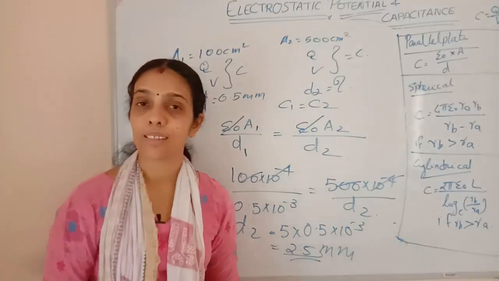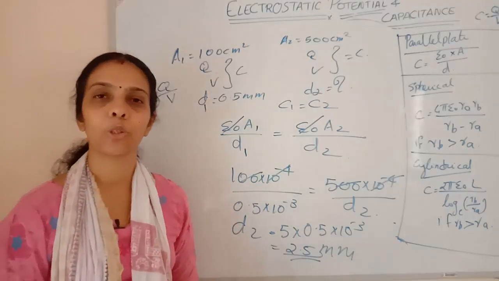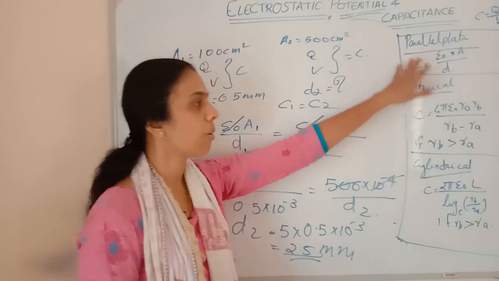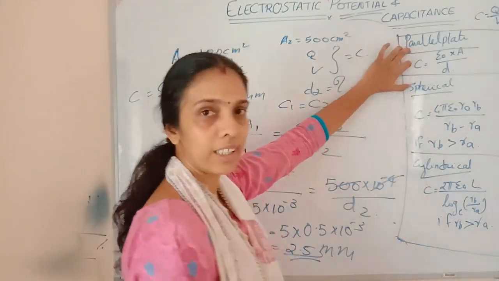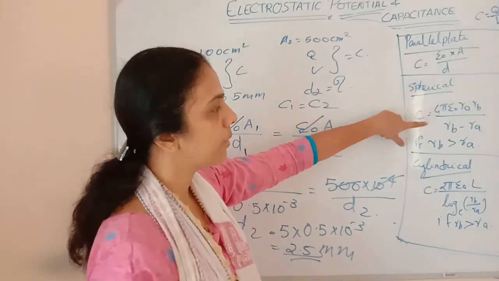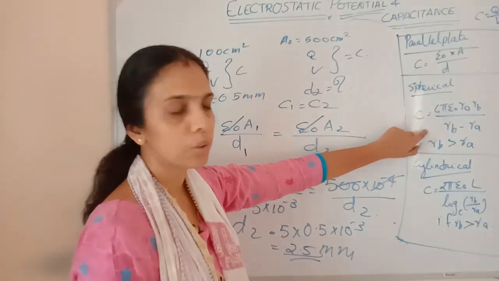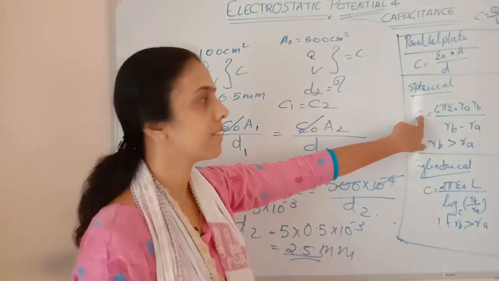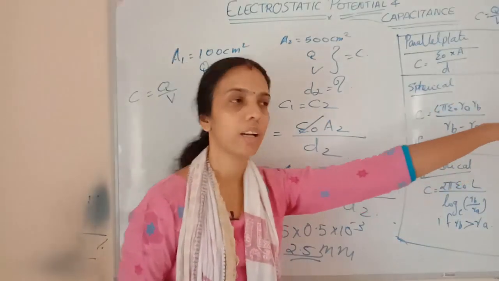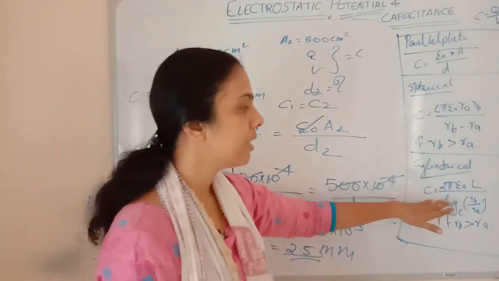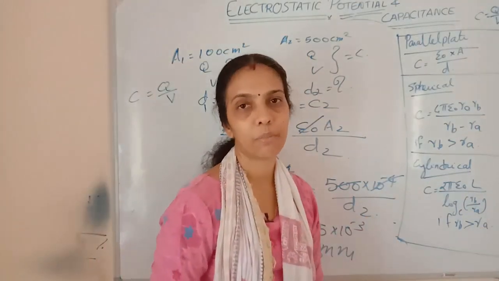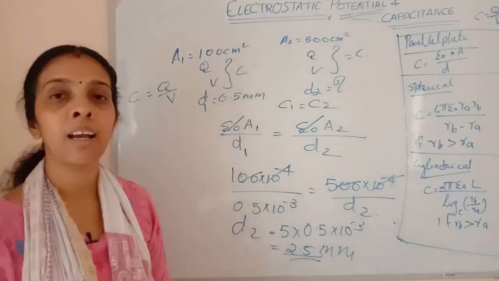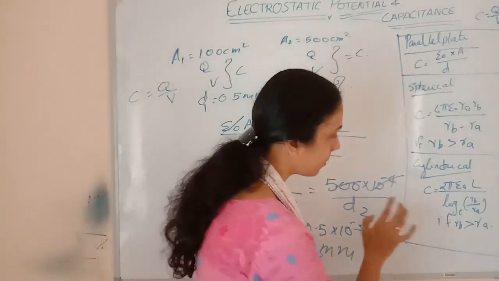So today's check your concept also, you please try, and these formulas you don't forget about, C equals epsilon 0 A by D, the derivation we learned, and this is not in your textbook. Please go through these 2 formulas. Okay, this is easy. 4 pi epsilon 0 RA RB divided by RB minus RA. This is 2 pi epsilon 0 L divided by log RB divided by RA, if RB is greater than RA.